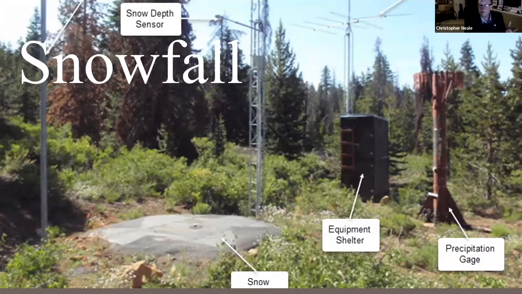So the other form of precipitation is snowfall, and here you see a picture of a snowtell station, and this is a snow pillow that measures the weight of the snow on top of it, and there's a snow depth sensor here.